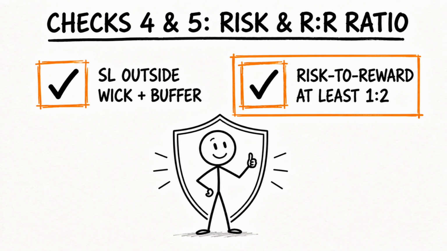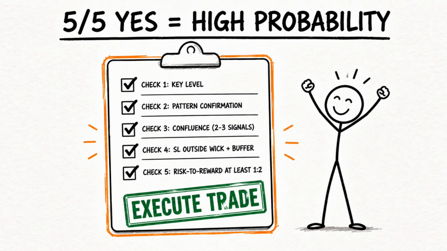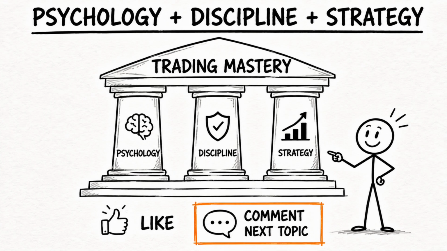Stop loss position. Is your stop loss placed slightly outside the candle high/low with a buffer? Risk check. Is your risk to reward ratio at least 1 to 2? If the answer to all these questions is yes, only then is it a high probability trade. Remember, trading is not a get-rich-quick scheme. It is a game of psychology, discipline, and proper strategy.